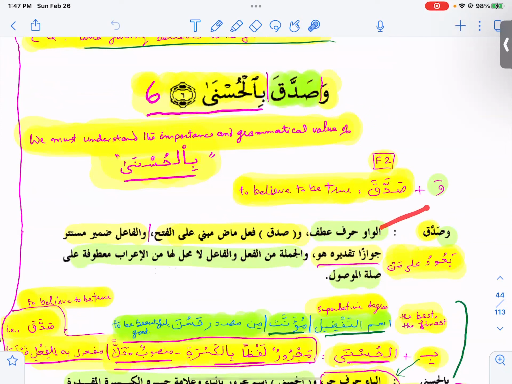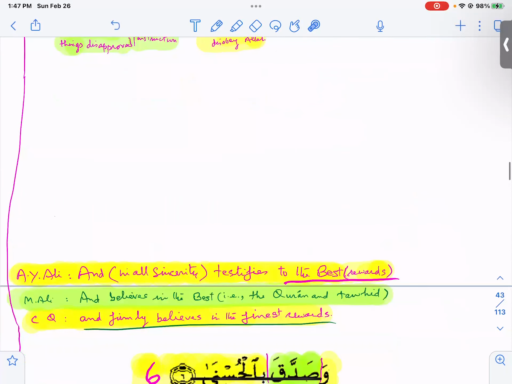Waw, harfu atf. Saddaqa, form two, to believe, to be true. Right? Saddaqa, fi'lun madin mabniyyun ala fatha, fa'il damirun mustatirun taqdiruhu huwa, yaudu ala man. It goes back to man, which is very far away.